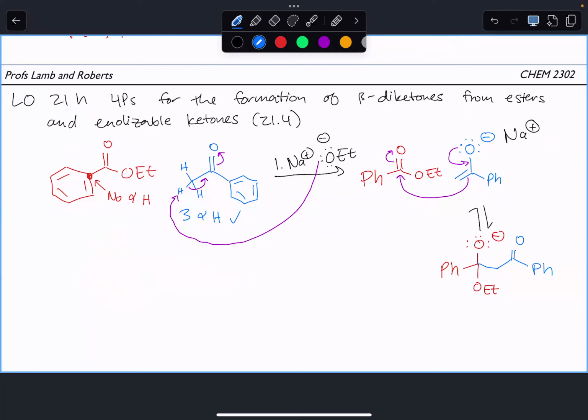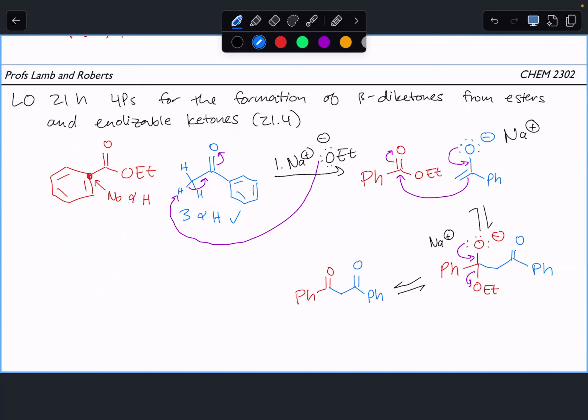So we still have our sodium counter ion. Okay, we're ready to do our elimination step because we're under basic conditions. Collapse of the tetrahedral intermediate, leaving group leaves, just like nucleophilic acyl substitution. This is elimination, like so.